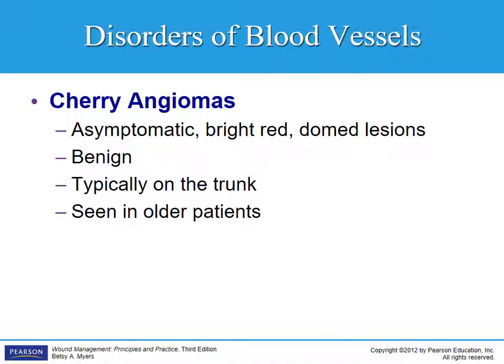A cherry angioma is asymptomatic bright red domed lesions. They're benign. Usually you'll see them on the trunk, and you'll see them in older patients. These are actually pretty common, but again, when you see them, you'll recognize them, but they're benign.